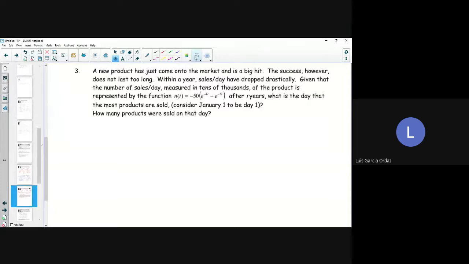Next one, I have a new product that has just come into the market and is a big hit. The success, however, does not last too long. Within a year, sales have dropped drastically, given the number of sales per day measured in tens of thousands of the product is represented by the function n(t) is equal to negative 50 times e to the negative 4t minus e to the power of negative 3t after t years. What is the day that the most products are sold? Consider January 1st to be day 1, and how many products were sold on that day.